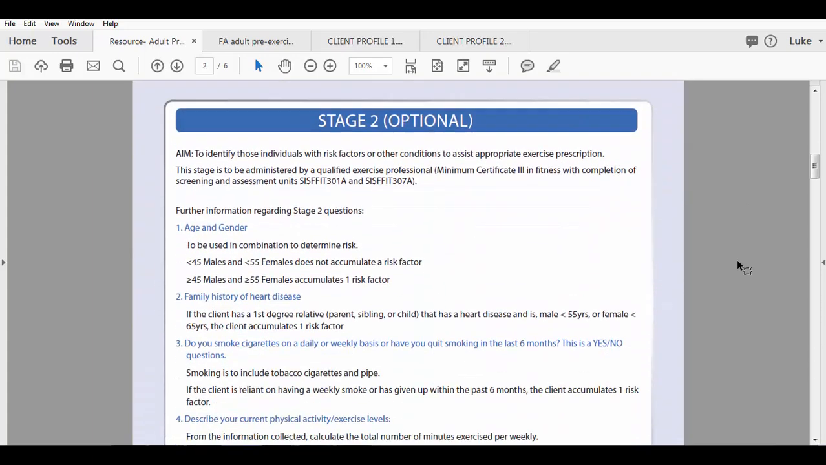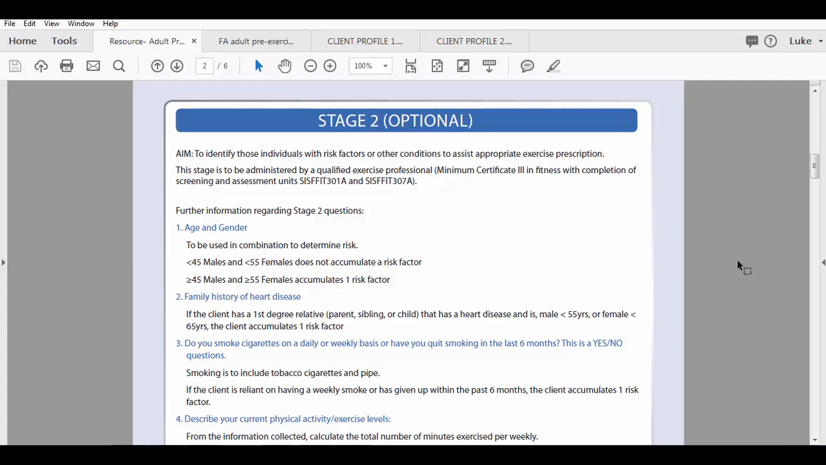You then move on to stage 2. As I said, this is optional. Now it can be, and you guys will have to do this as part of your assessment. So whilst it's optional, we get you guys to fill this out as part of an assessment or a couple of assessments. So the aim here is to identify those with risk factors or other conditions to assist appropriate exercise prescription. So you're looking to find any kind of risk factors that may lead to a chronic disease and which can therefore alter the way you prescribe exercises.